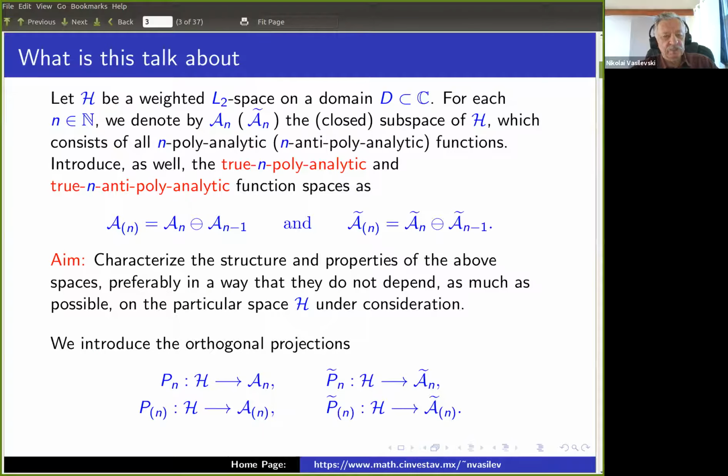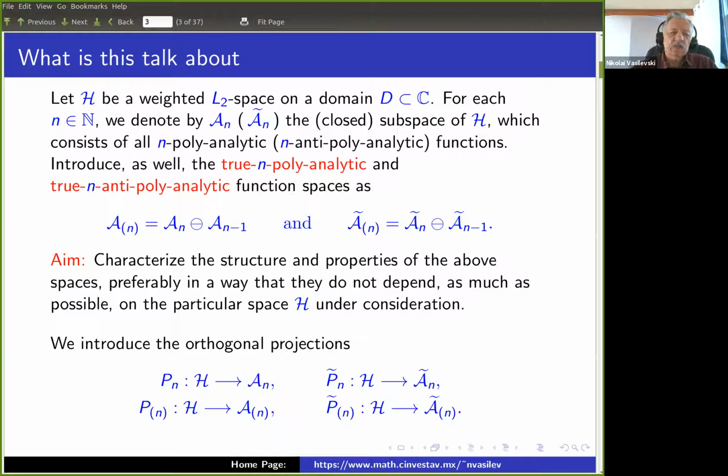Okay, what is this talk about? There are many recently considered weighted L2 spaces over different domains D in the complex plane. And what we are going to study, like the Bergman space of analytic functions, in this spirit: we denote by script A_n and script A tilde_n the closed subspaces in our Hilbert space H, which consist of all n-polyanalytic or n-anti-polyanalytic functions.